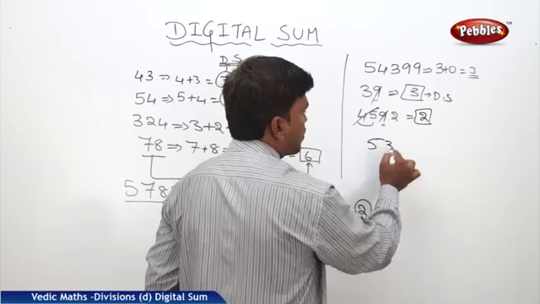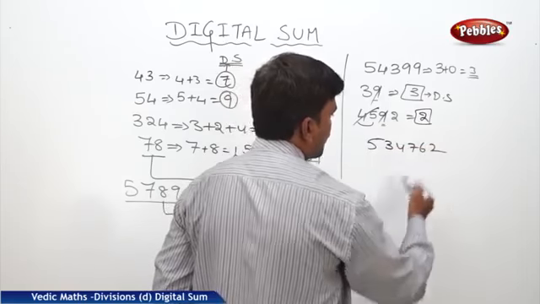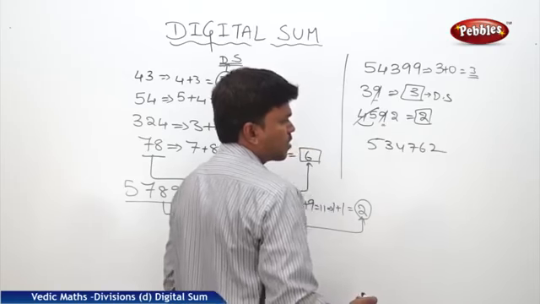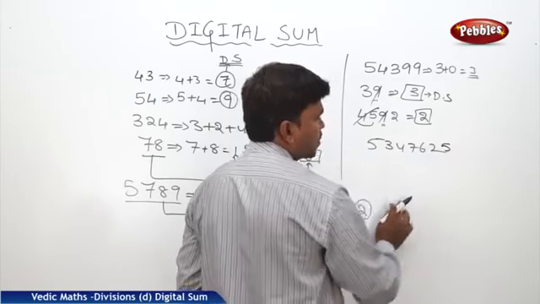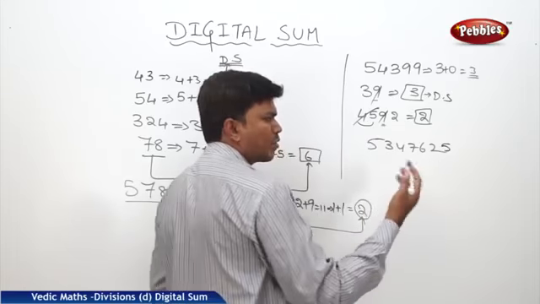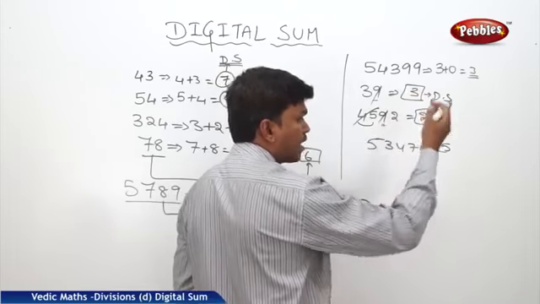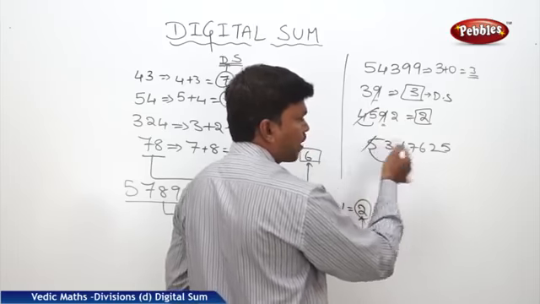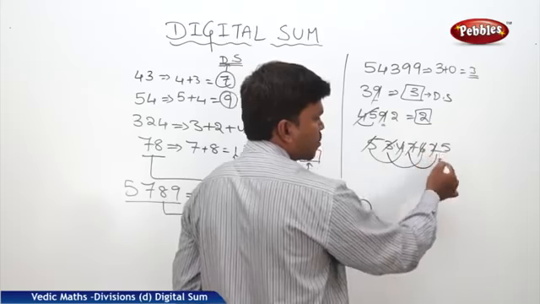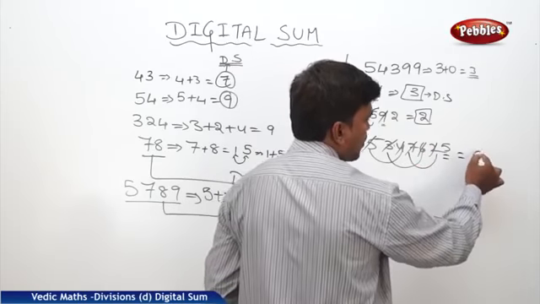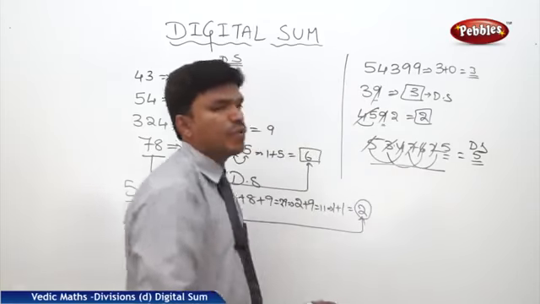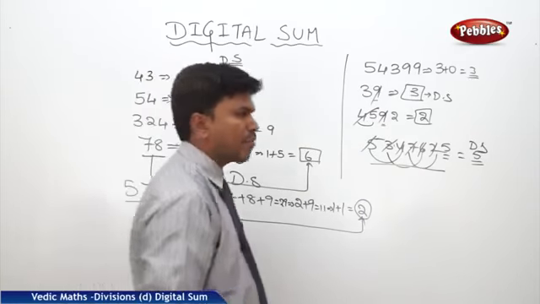Suppose 534762. I want the digital sum. There are no 9s to ignore, but there are digits which are adding up to 9. 5 plus 4, 9, ignore. 3 plus 6, 9, ignore. 7 plus 2, 9, ignore. So what is finally left? 5. So my digital sum is how much? 5. Digital sum of 534762 is 5.